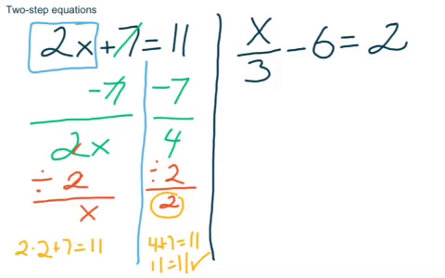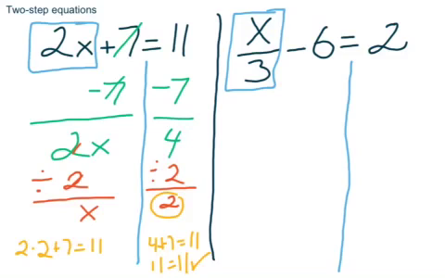Now let's look at our other equation. So once again, we have a two-step equation. I'm going to draw my line down from that equal sign. I'm going to go ahead and put a box around my x so I can see what's going on. So now on this side, I have a minus 6. So I need to do the inverse of that, which is going to be to add 6 to both sides.